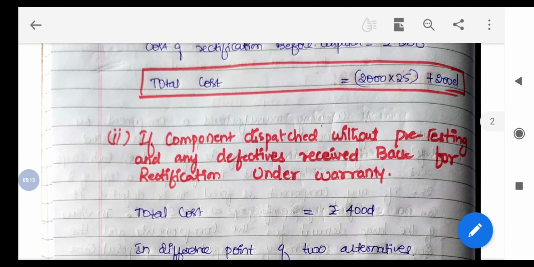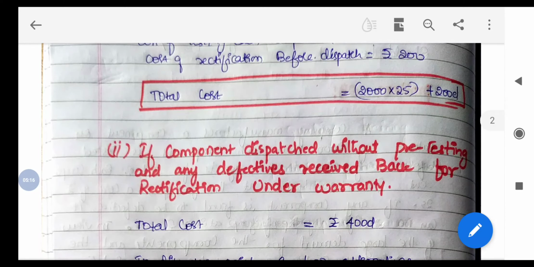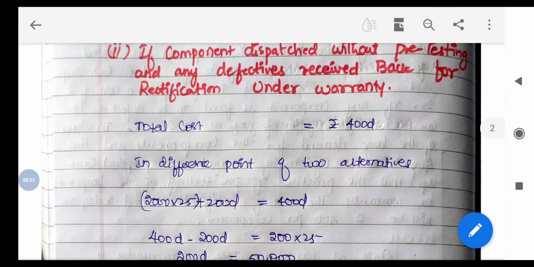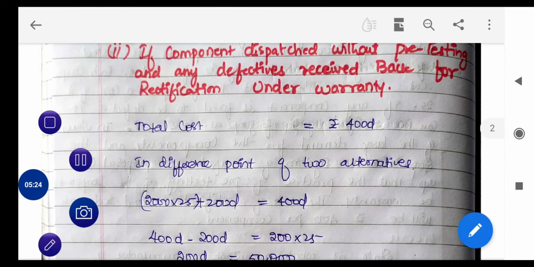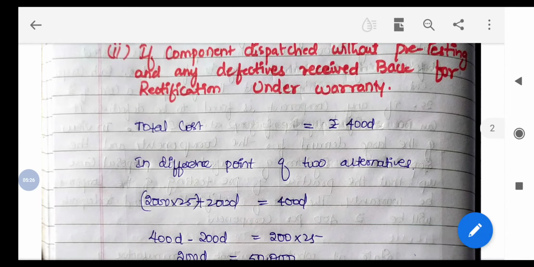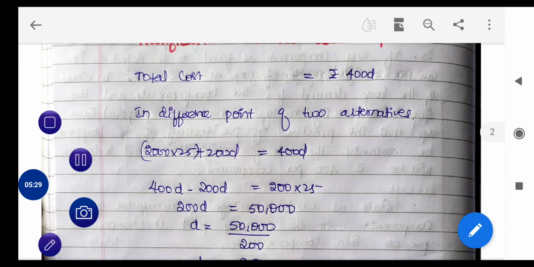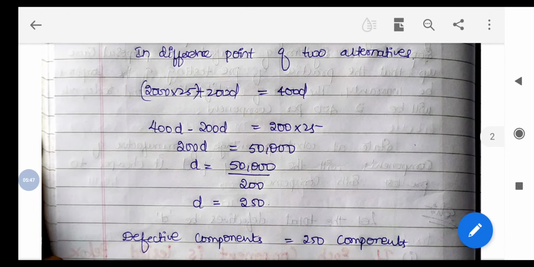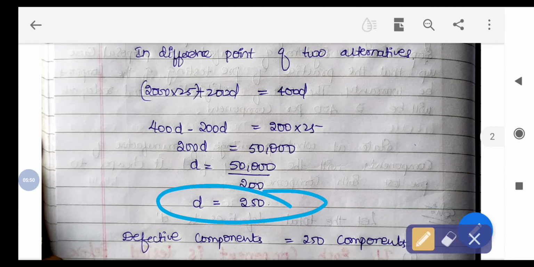The first expression is 2000 into 25 plus 200D. The next is 400D. If we combine both, 2000 into 25 plus 200D equals 400D. Now we simply solve this equation. 400D is there, so if 200D comes over, it is minus 200D, and 2000 into 25 gives 50,000. So 200D equals 50,000, and 50,000 divided by 200 gives D, the defective products, equal to 250.